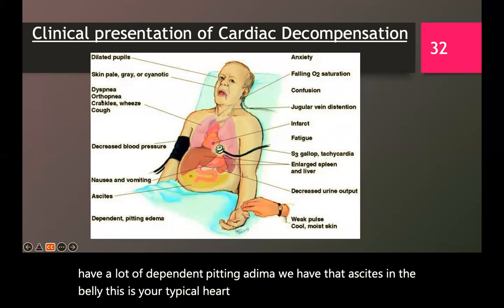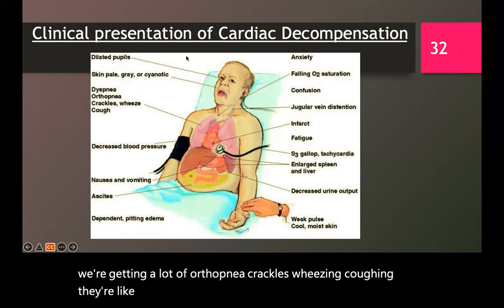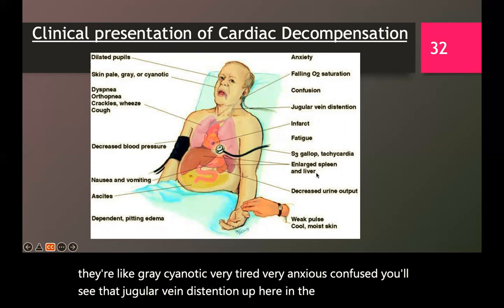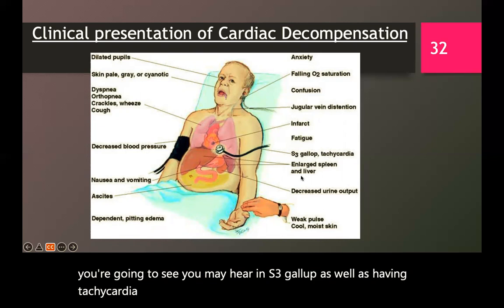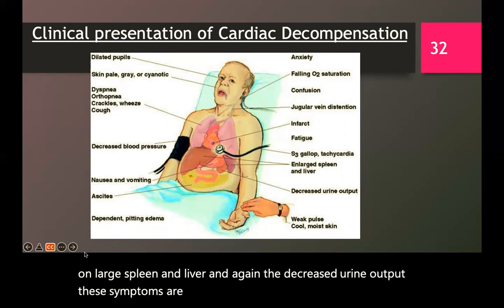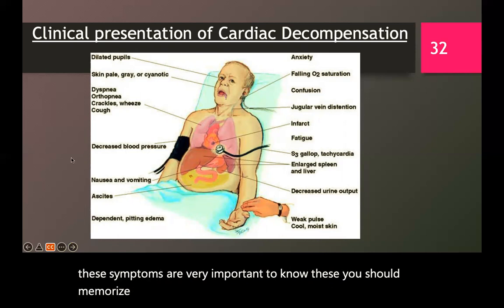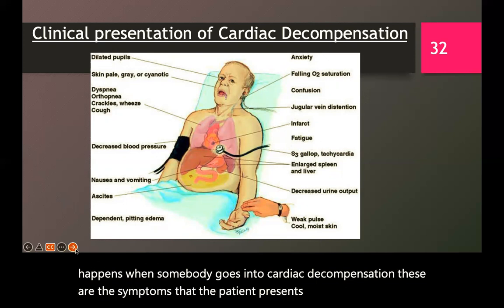Decreased blood pressure. We're getting a lot of orthopnea, crackles, wheezing, coughing. They're gray, cyanotic, very tired, very anxious, confused. You'll see that jugular vein distension up here in the neck. Any fatigue, you may hear an S3 gallop, as well as tachycardia, an enlarged spleen and liver, and again, the decreased urine output. These symptoms are very important to know. These you should memorize. If somebody says to you, what happens when somebody goes into cardiac decompensation? These are the symptoms that the patient presents with, and this you should know.